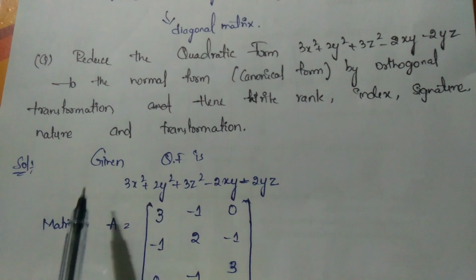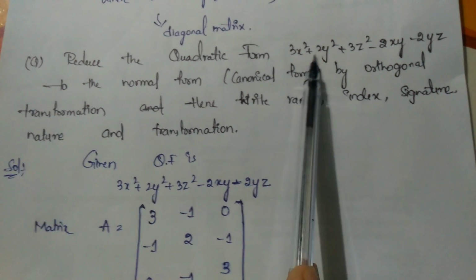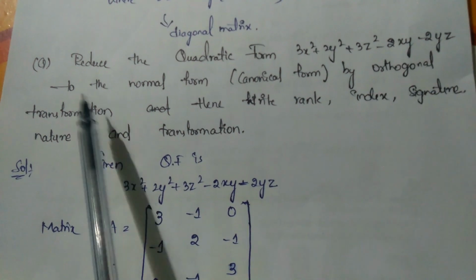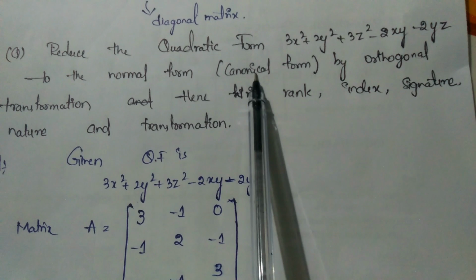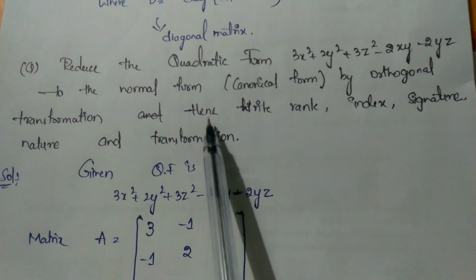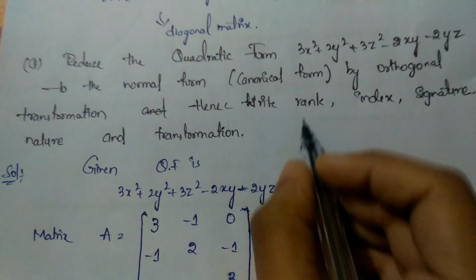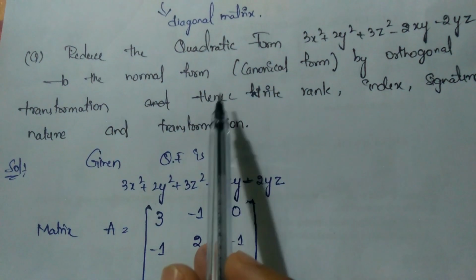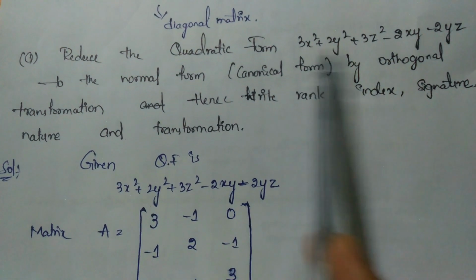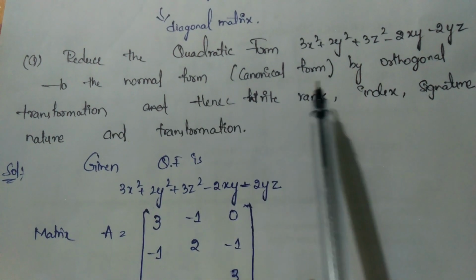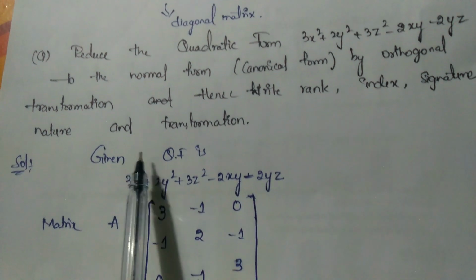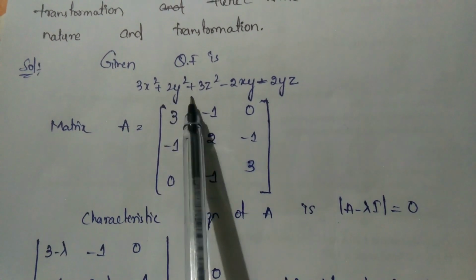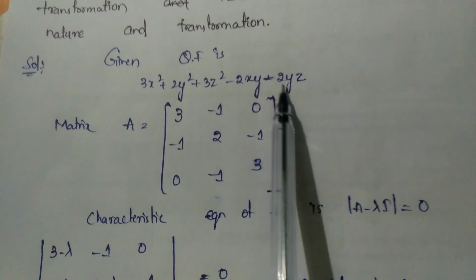Here we go with one problem. Reduce the quadratic form 3x square plus 2y square plus 3z square minus 2xy minus 2yz to the normal form or canonical form by orthogonal transformation, and hence write its rank, index, signature, nature and transformation. So here we have to reduce this quadratic form to the normal form or canonical form by orthogonal transformation. The given quadratic form is 3x square plus 2y square plus 3z square minus 2xy minus 2yz.